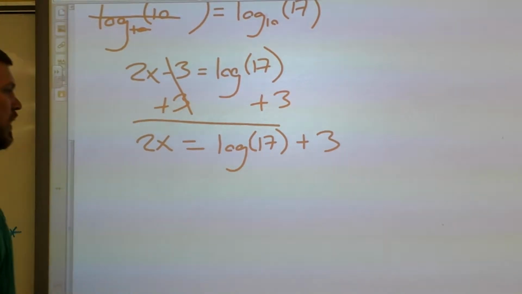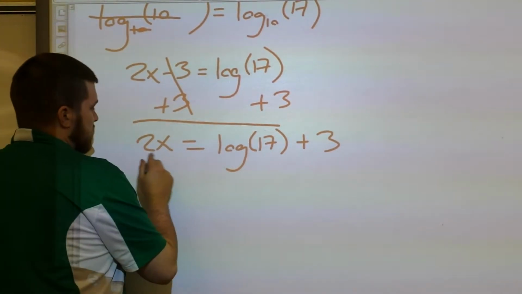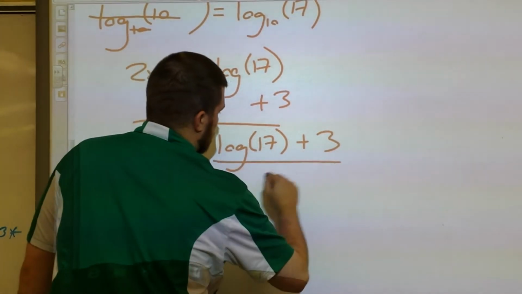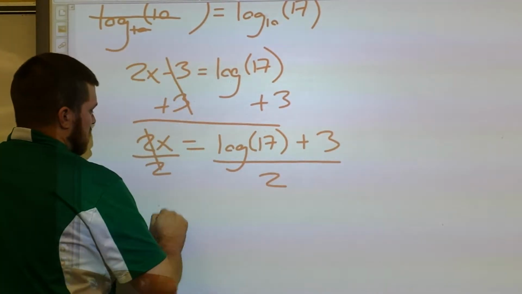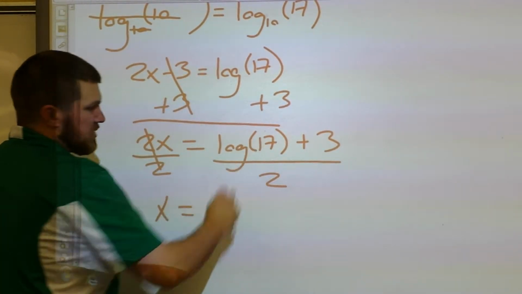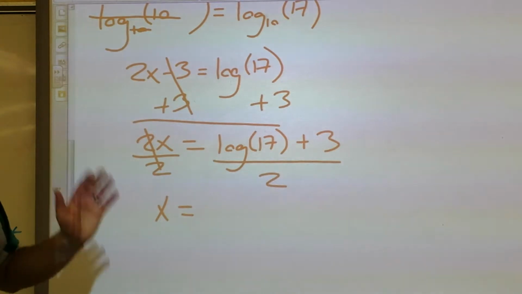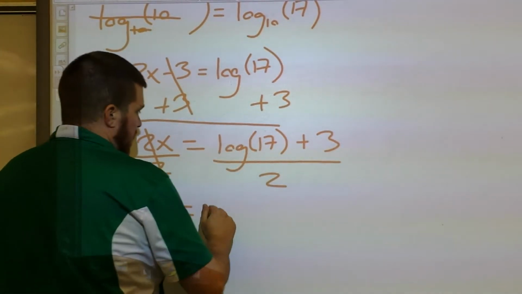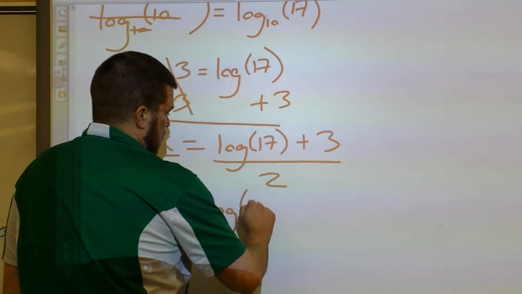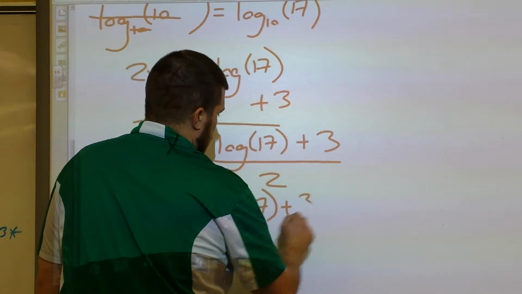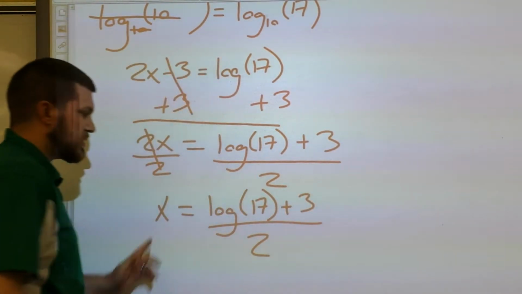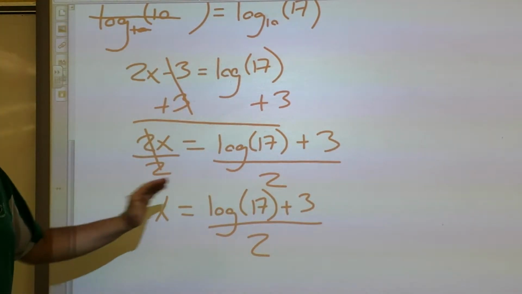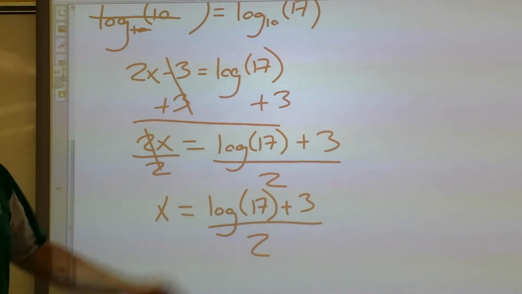Okay, like that. Now, finally, we need to divide by 2 to get x by itself. Alright, so x equals. Now, again, don't say 17 halves. That's terrible. Don't do that. Just leave everything the way it is. Log of 17 plus 3, all over 2. So that's my answer.